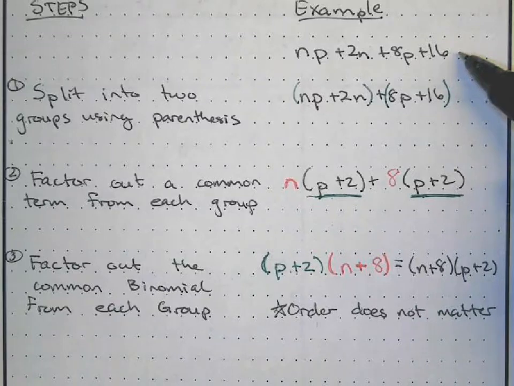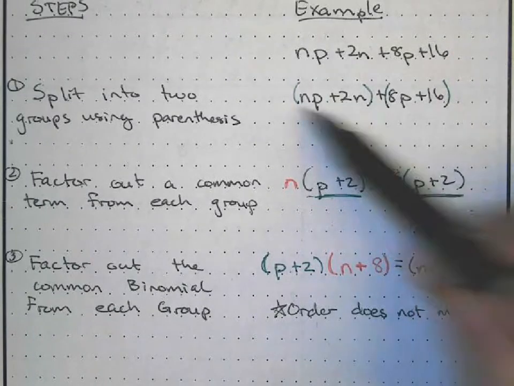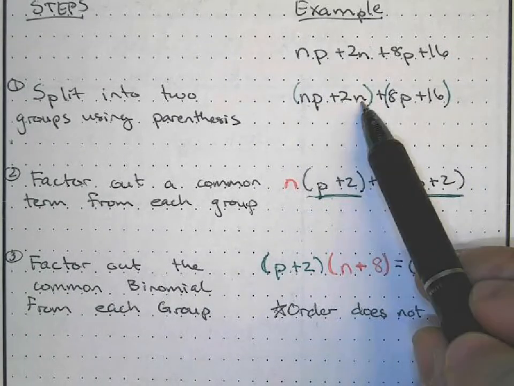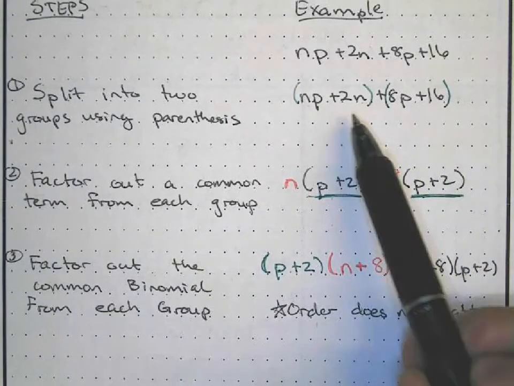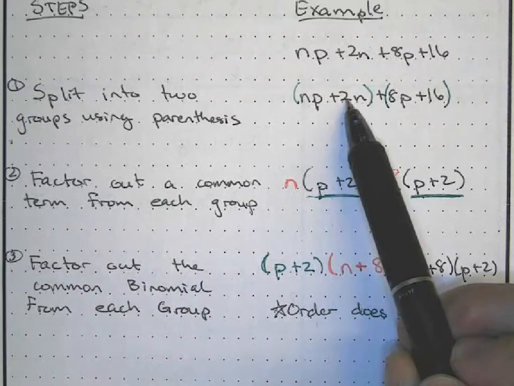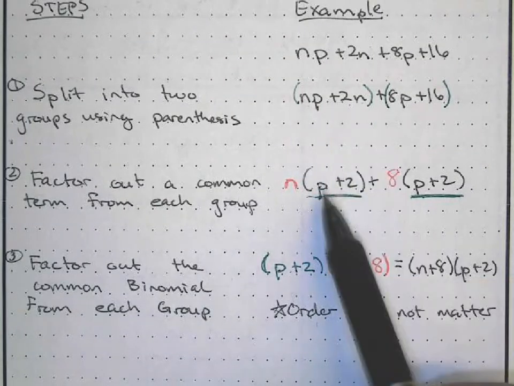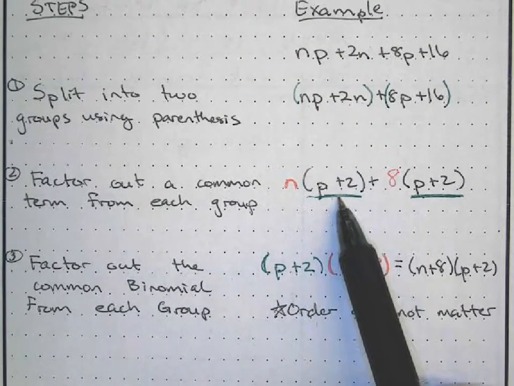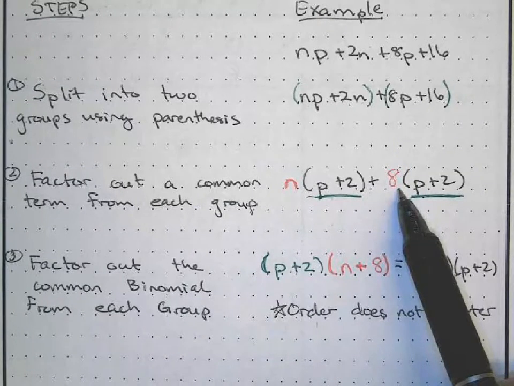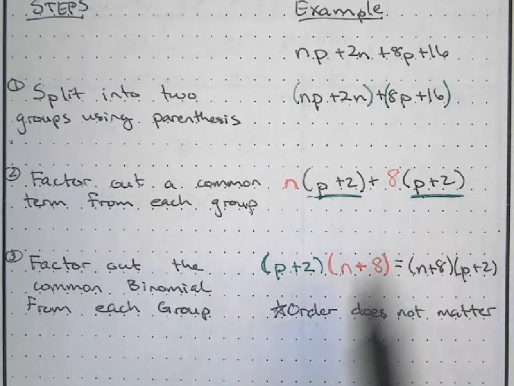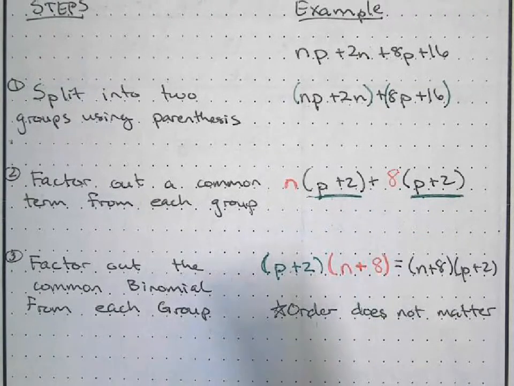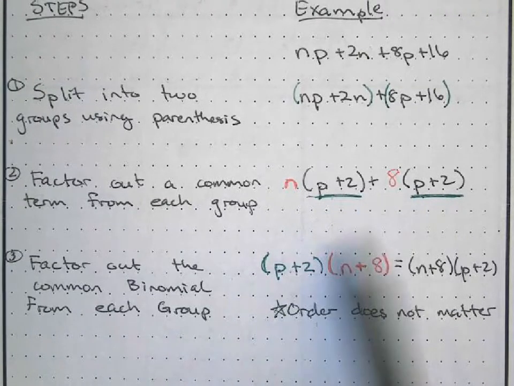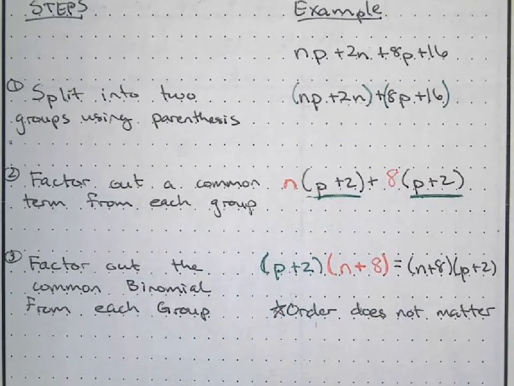So this is how our problem started. The first thing we did is put parentheses around the first two terms and around the second two terms, splitting it up into two groups. Then I looked at each group individually, factoring out a term. N was common, so I factored out the n. And 8 was common, so I factored out the 8. Then I was able to say, well, p plus 2 is common, so I can factor that binomial out. Boom, boom. And then I just brought what was left straight down.